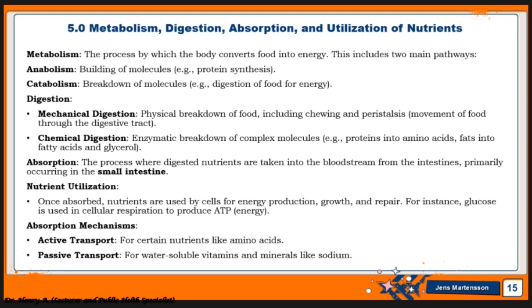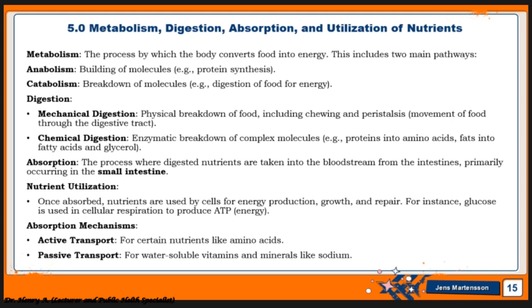Now, in terms of nutrient utilization, once these nutrients are absorbed, they are used by cells for energy production, growth, and most importantly, repair. For instance, glucose is used in cellular respiration to produce ATP energy. Remember, 32 ATPs. We're talking about absorption now, and how nutrients are utilized. And what are the mechanisms?